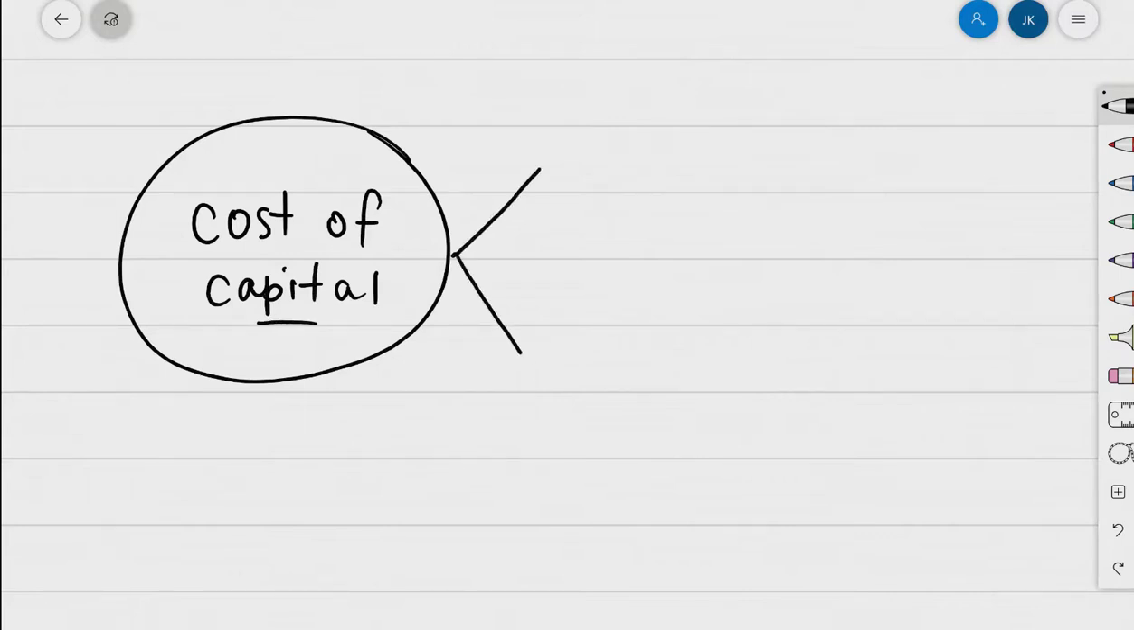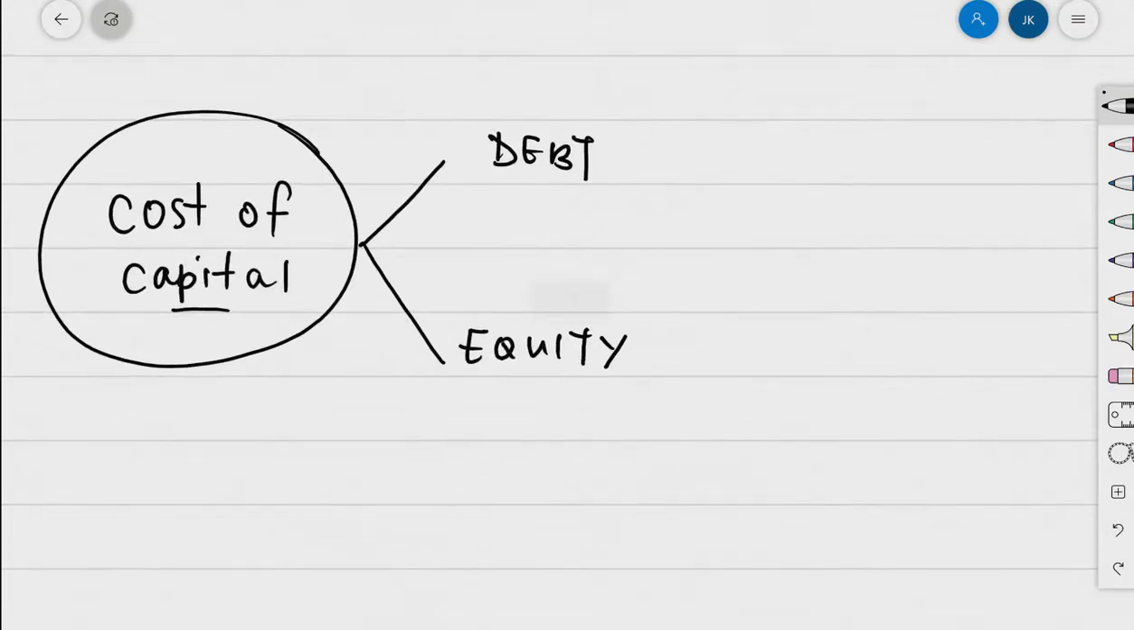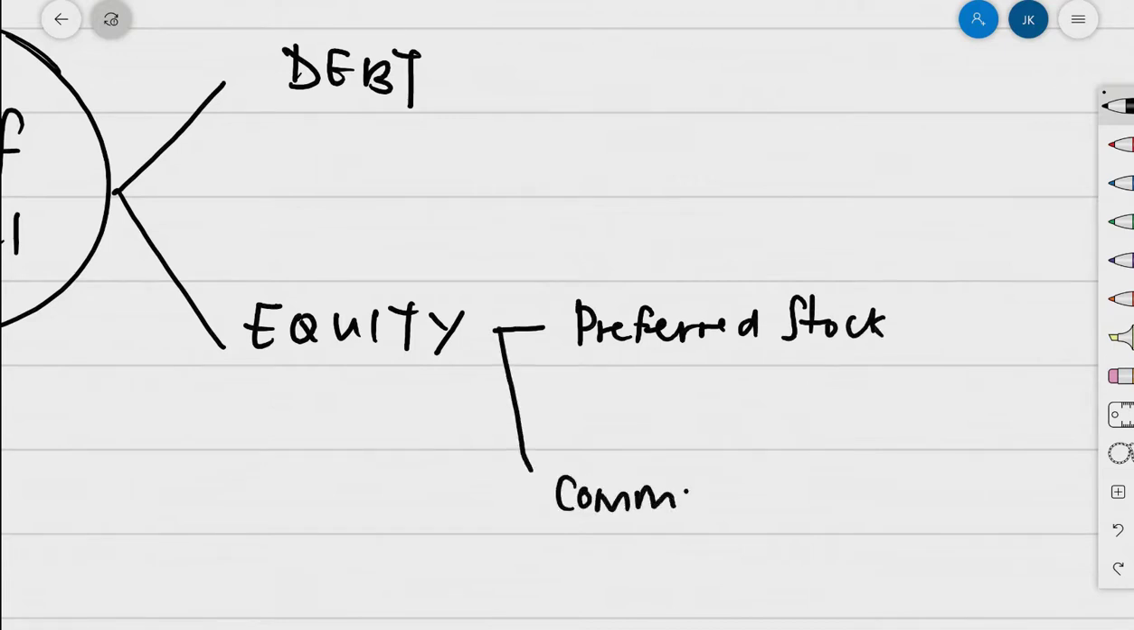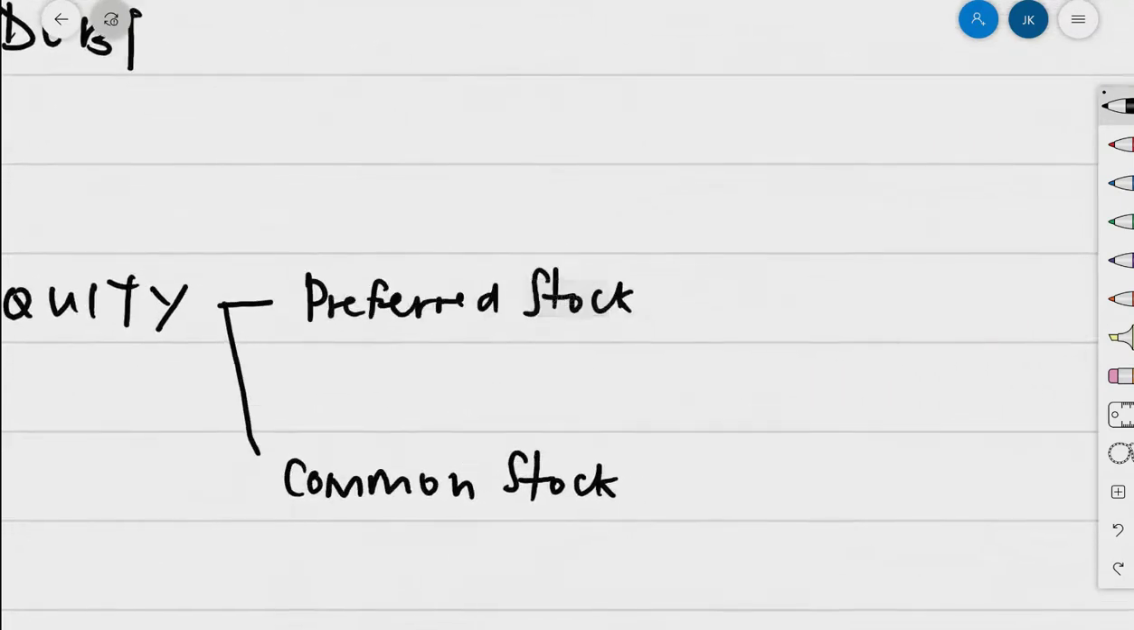There are two types of capital in general. We can either raise funds through debt, borrowings, or we can use equity for capital financing. When it comes to equity, there are two types: preferred stock or common stock. In the previous chapter, we spoke about bond valuation. Bond is one of the typical examples of debt, and in the previous chapter we also did stock valuation. There are two different types of stocks available: preferred stock and common stock.